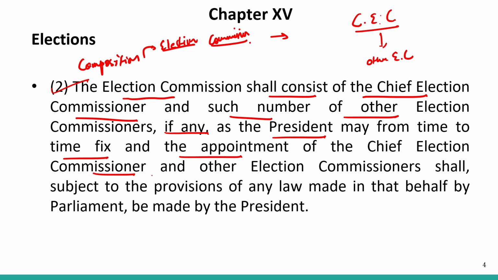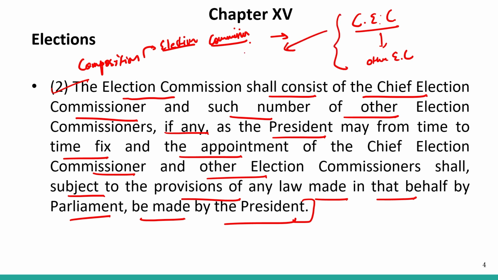And the appointment of the chief election commissioner and other election commissioners shall, subject to the provisions of any law made in that behalf by the parliament, be made by the president. So how the appointment shall be made of the chief election commissioner and other election commissioners shall be subject to the provisions of law made by the parliament. So how they will be chosen will be decided by the parliament.